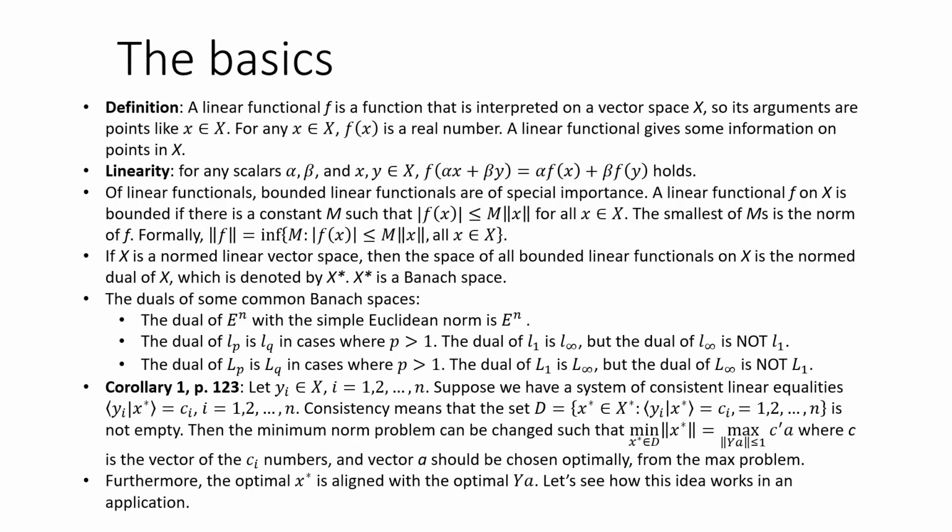I think it is interesting. So the dual of the Euclidean space, finite dimension Euclidean space, is the space itself. So linear functionals interpreted on points of the 2 or 3 dimension Euclidean space live in the same space. So actually they are points. It means that they are points.